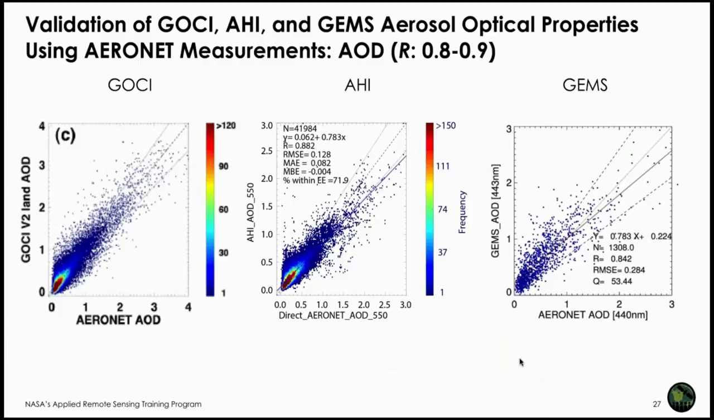This is some result of the validation of GOCI, AHI, and GEMS aerosol optical depths using AERONET measurements. AERONET is a ground-based remote sensing network operated by NASA, and it has very high accuracy, about 0.01 for AOD. So it's generally the reference data to evaluate satellite data. For GOCI, AHI, and GEMS, the AOD shows very high correlation with the AERONET AOD. The linear correlation coefficient is about 0.8 to 0.9.